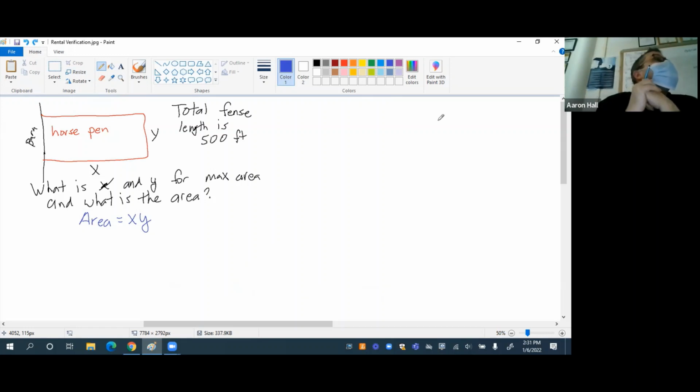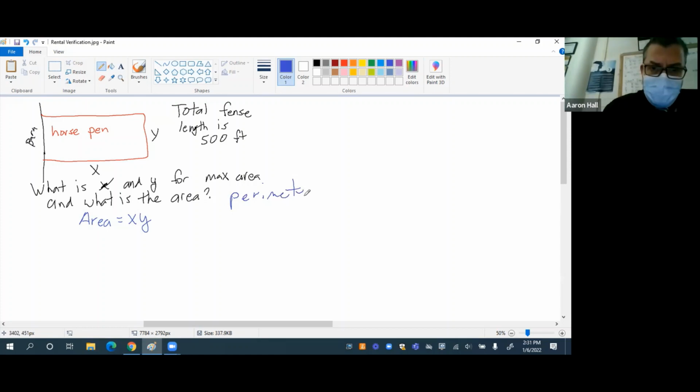Yes. Would it have to do with like the perimeter, like 2x plus 1? Yeah, perfect. Is that Sam? Ellie? Oh, it's Ellie. Good job, Ellie. So the perimeter then of this is going to be what? We know it's 500, but what would my equation be? Yeah, 2x plus y equals 500.